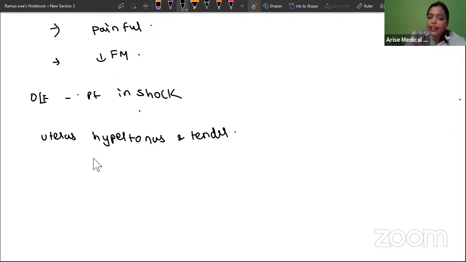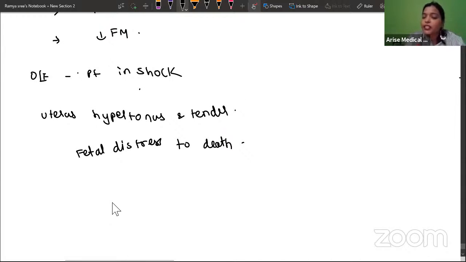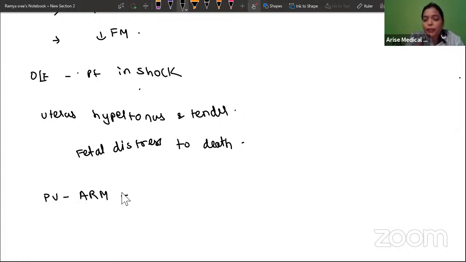Uterus hypertonous and tender. There can be fetal distress to death. So, how can I confirm? Clinically only I can confirm this. When I do PV and if I do ARM, artificial rupture of membranes, you will see blood stained liquor coming out. So on ARM, you will see blood stained liquor. That confirms my diagnosis. Oh, I'm really dealing with abruption, and that is how I'll come to know.